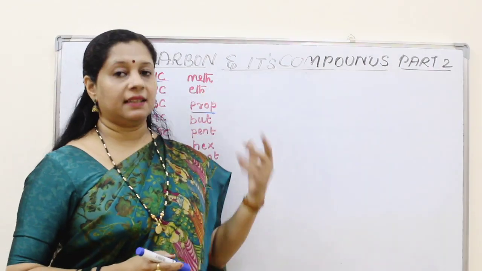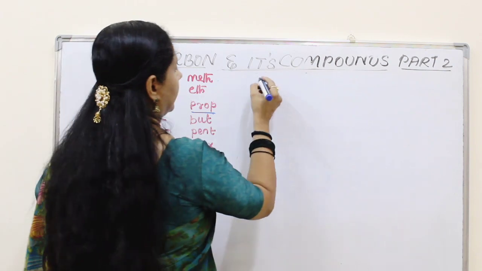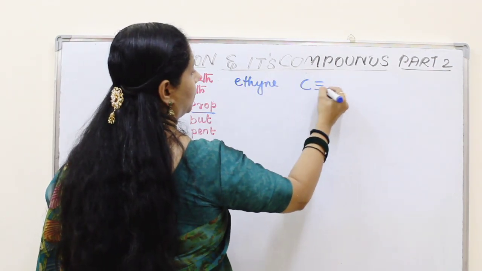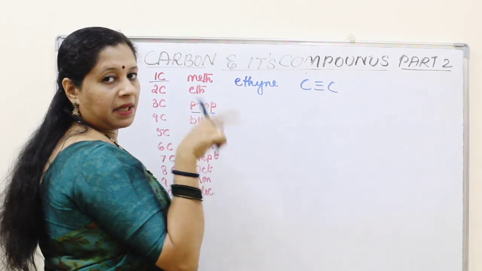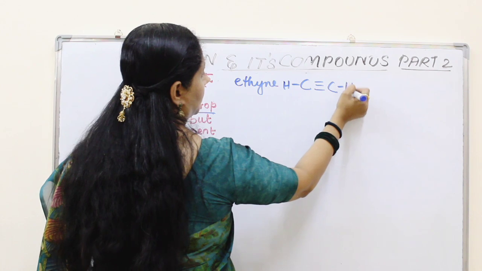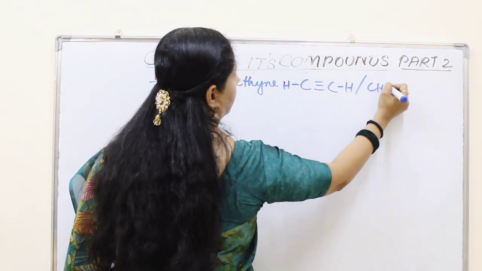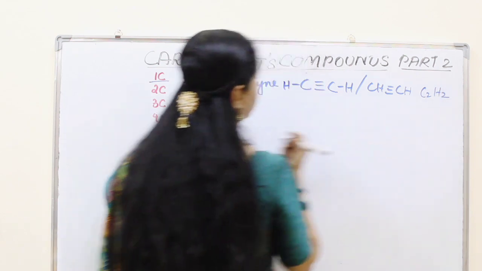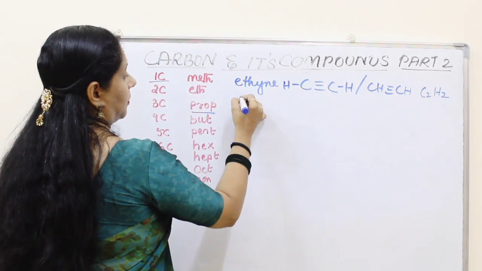Methane is not there. Now we will start with ethyne. Ethyne means how many carbon atoms? 2. 1, 2, 3. Always see carbon has 4 lines around it. 3 already gone. So 1, 2. So CH triple bond CH, C2H2. Now propyne.